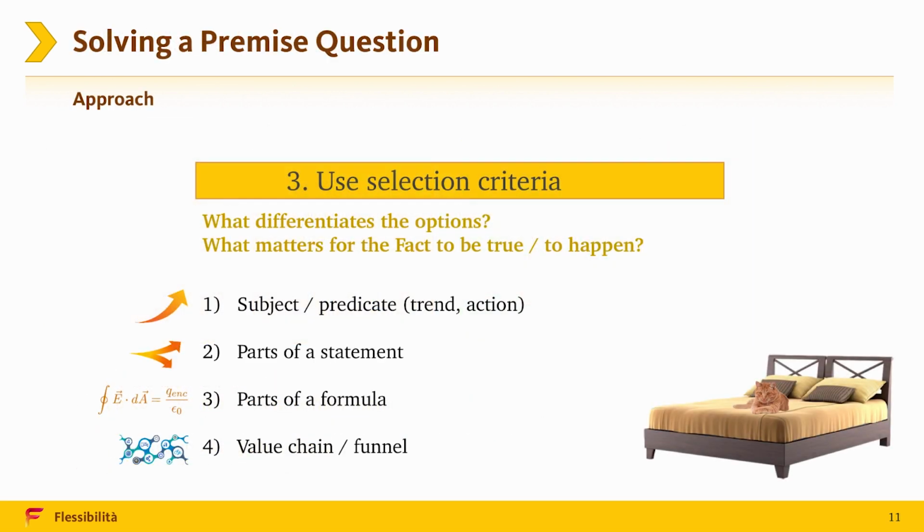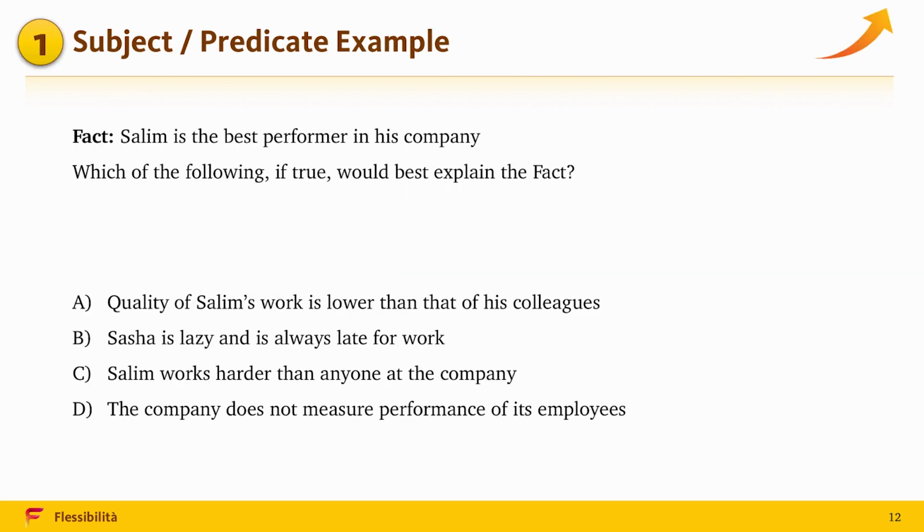The most popular selection criteria in PST are subject predicate, parts of a statement, parts of a formula, and value chain or funnel. Let's take a look at each of them. 1. Subject predicate. Selim is the best performer in his company. Which of the following, if true, would best explain this fact? The subject is Selim. The predicate is that he is the best performer.